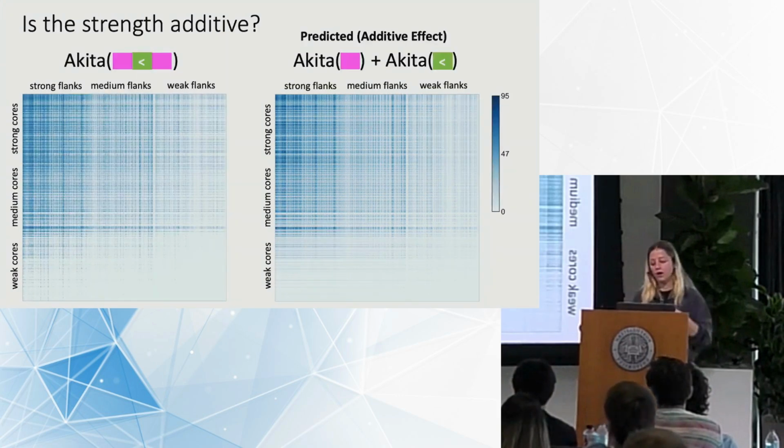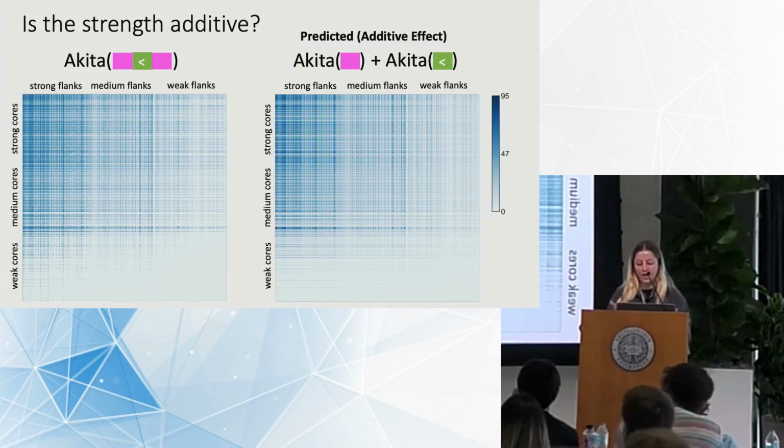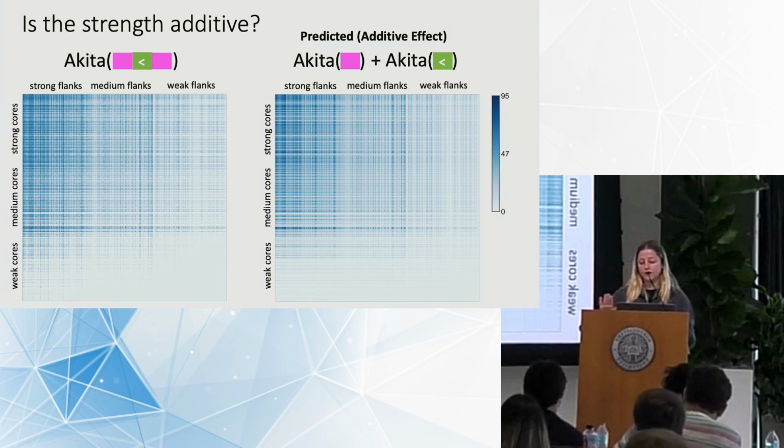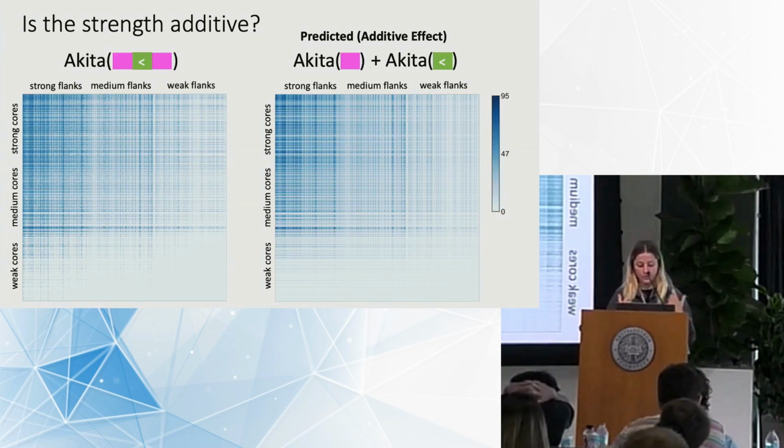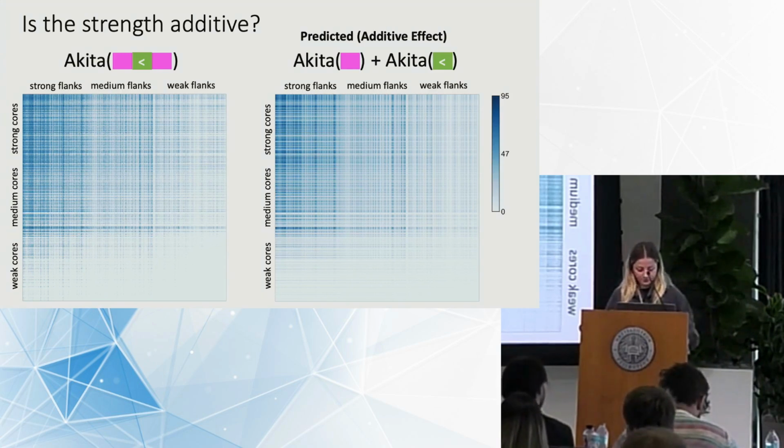Okay, and we also compared our intuition of this additive effect between cores and flanks. On the left, there is a matrix we got. Those are the values predicted by Akita, where we were testing cores and 30 BP flanks, with the effect of the sum of the strength of cores and the strength of flanks separately predicted by Akita. Those matrices are pretty similar, if you agree with me, with the same color scale depicted.